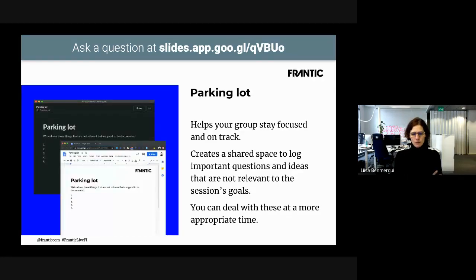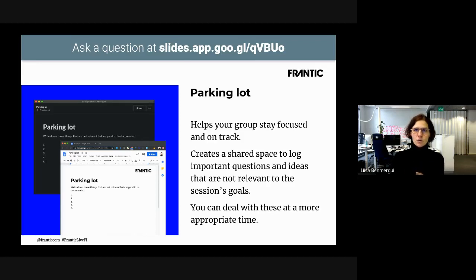And then one that was also mentioned earlier that we would bring up today is the parking lot. It's traditional in some ways. Some people might already know about this technique, or may be very familiar, but bringing it online is easy. It helps you stay focused.